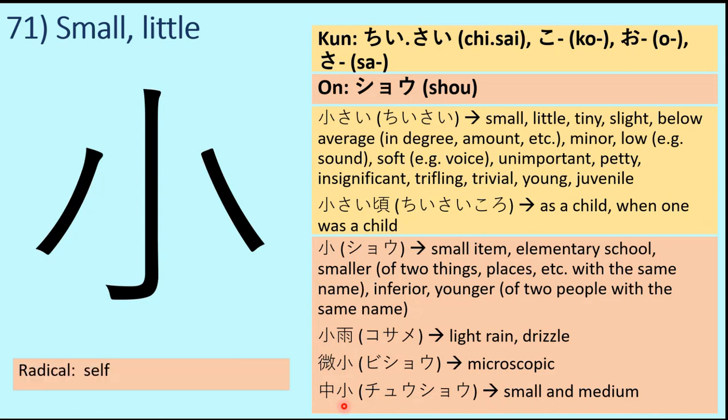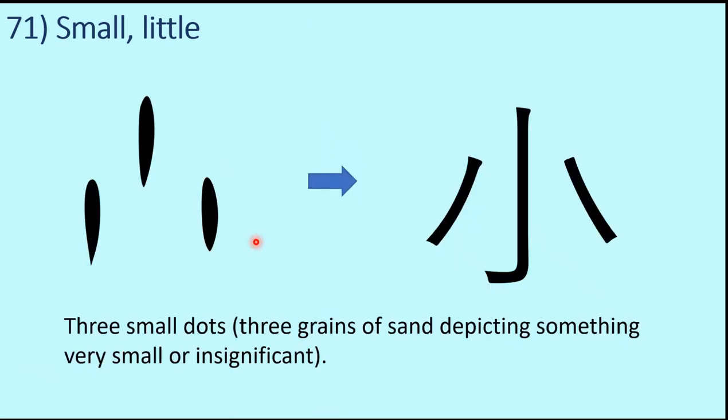This is a radical in itself, and the stroke order is also very simple. This is the first stroke, this is the second stroke, and this is the third stroke. This is how we write this character. Now let's move on to the next character for today. But before that, let's look at the origin of this chisai.